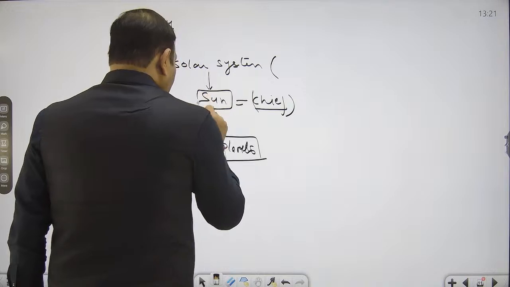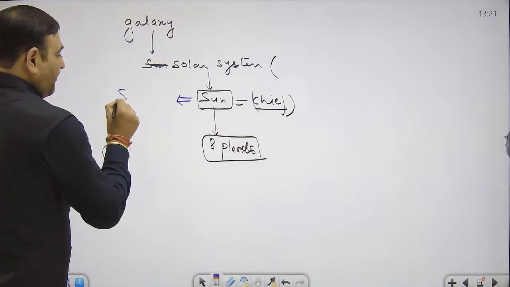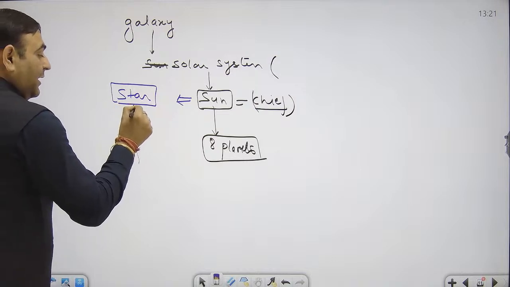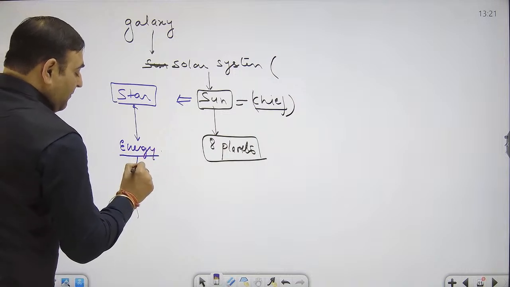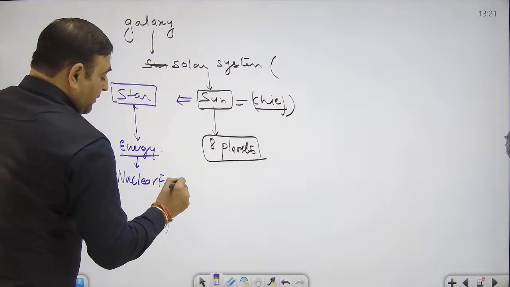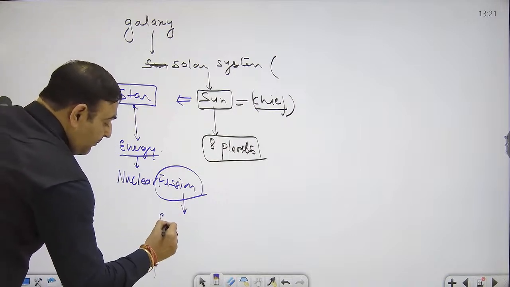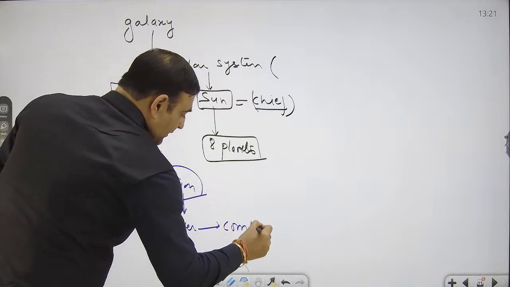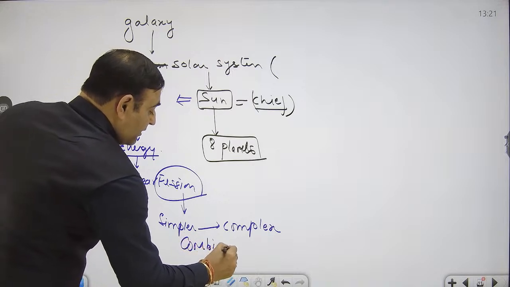Actually, when I'm talking about the sun, it is a star. Clear? When I'm saying the sun is a star, the energy in the sun is given by nuclear fusion. What do you mean by fusion? Fusion means simpler to complex, or a combination.